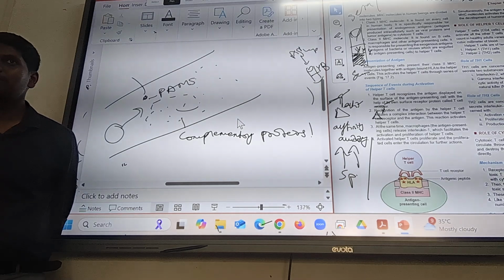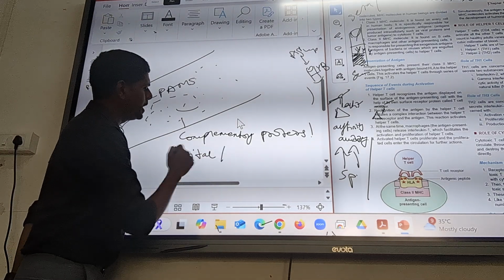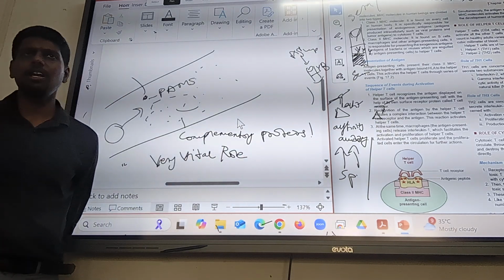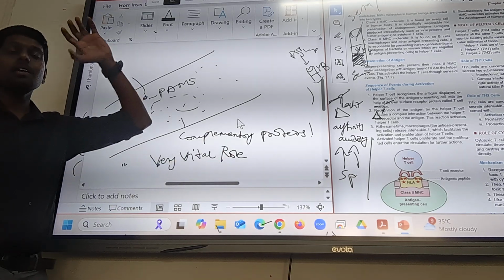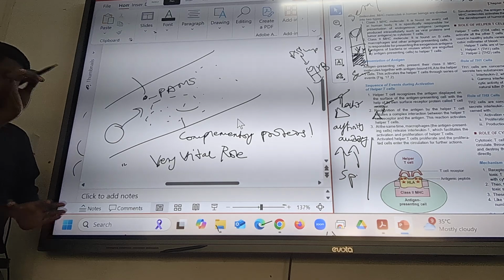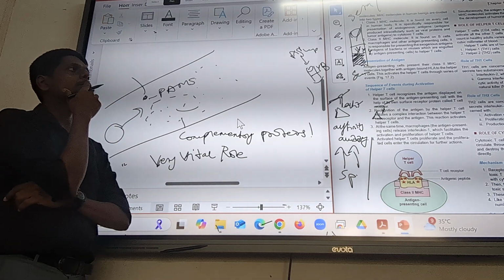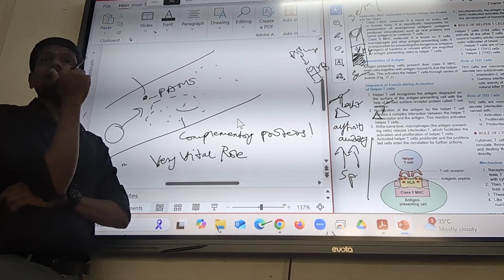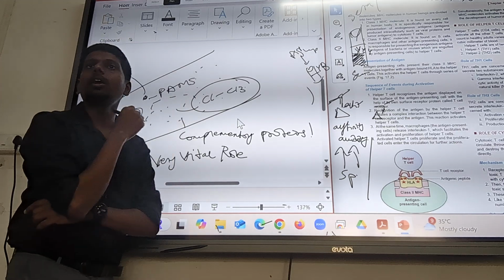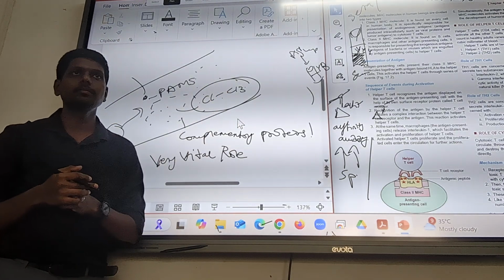Complementary proteins also play a very vital, very important role. I will tell you later what that is. Even I need to study this one before I'm teaching you. But anyway, these proteins are of 13 types, C1 to C13. Together these protein molecules are called the complementary system.